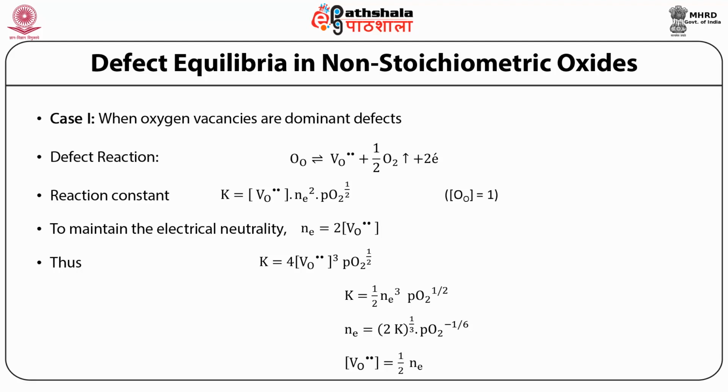So from this expression we can calculate Ne, and Ne comes out to be Ne is equal to 2K to the power 1 by 3 times PO2 to the power minus 1 by 6. And VO double dot is equal to 1 by 2 Ne. So the relation between the defect concentration and PO2 can be seen in the schematic figure, which we will discuss in the next slide.